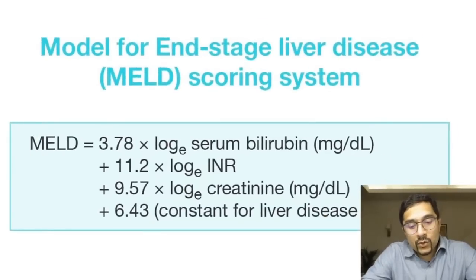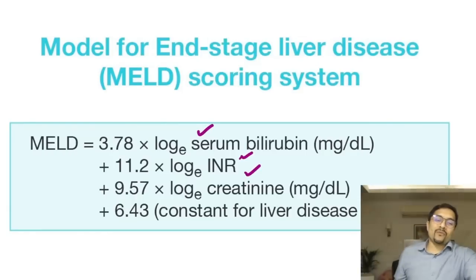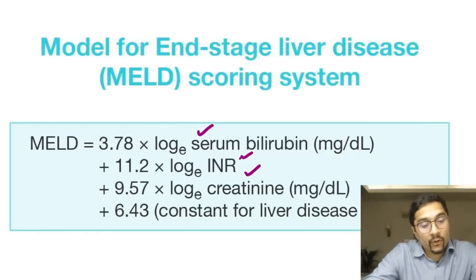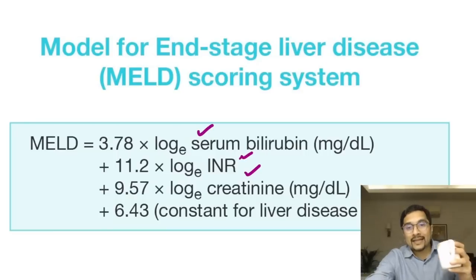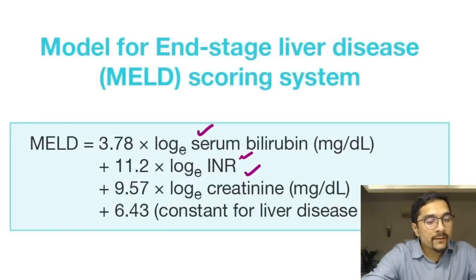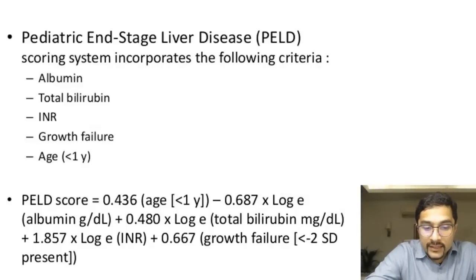This is the MELD score. The MELD score includes serum bilirubin, INR, and creatinine. Those who are preparing for the INI-CET exam, all these scores are very important for you because they are frequently asked in the exam. So you need to remember the Child-Pugh score and the MELD score as well. This is the PELD score, the Pediatric End-Stage Liver Disease score, which includes albumin, bilirubin, INR, growth failure, and age.